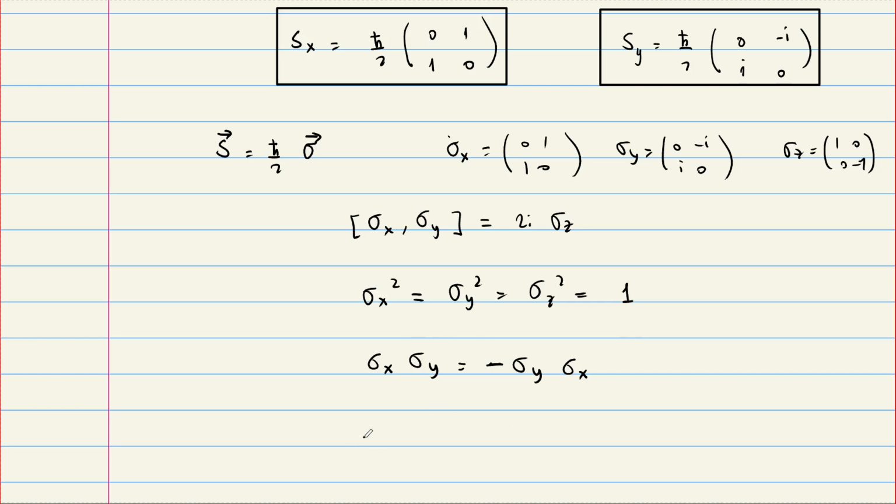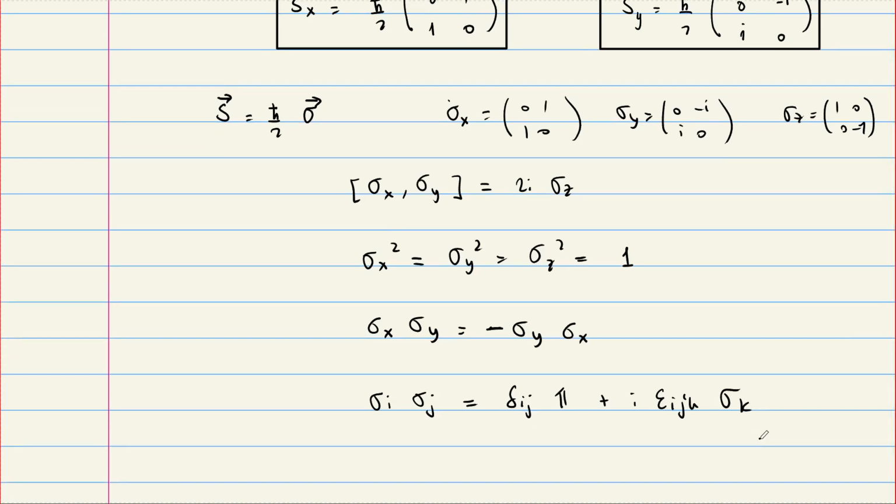And you can do this in the general case. Sigma i, sigma j is going to be equal to, if i and j are the same, delta ij times the unit matrix. Otherwise, you have i epsilon ijk sigma k. There are more properties, like you can calculate the exponents of these matrices by using this identity, but almost everything can be deduced from this set. And we will do that when we need to. So these are the Pauli spin matrices.